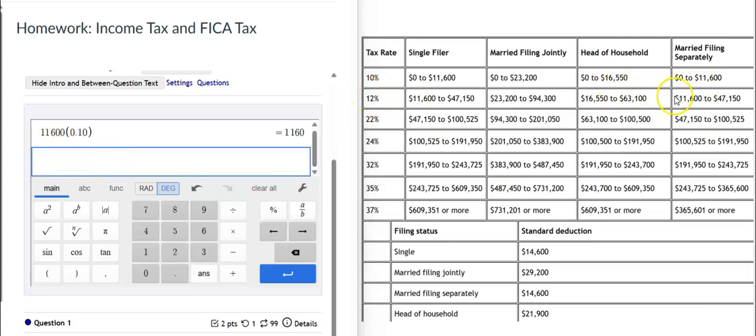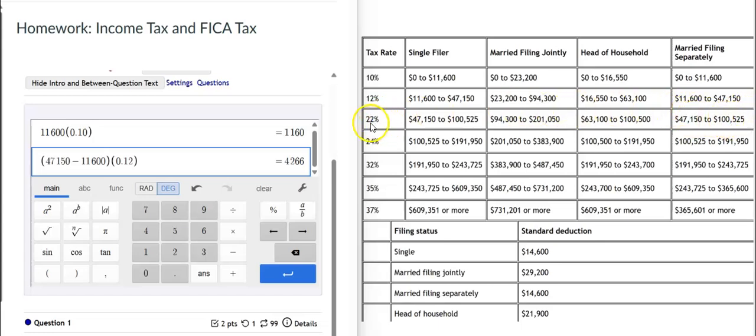Let's see how much of his taxable income applies to 12%. To find that, you subtract these two limits. This is the lower limit, this is the upper limit. So you subtract $47,150 minus $11,600. That's going to be $35,550. That applies to 12%. So you multiply this by 0.12. So he paid $4,266 because of 12%.